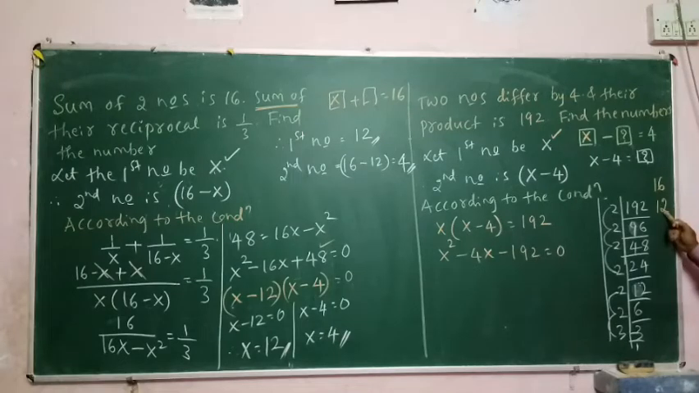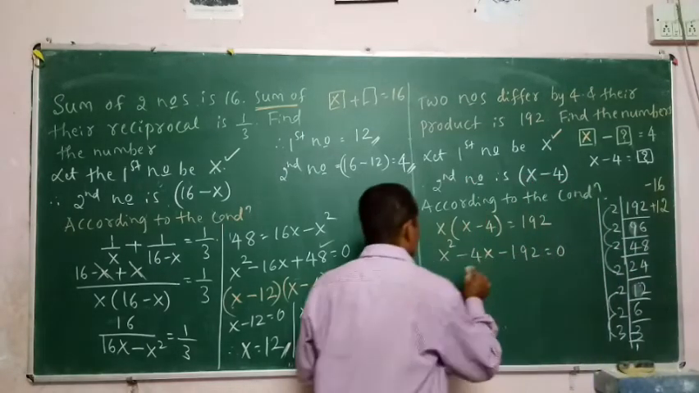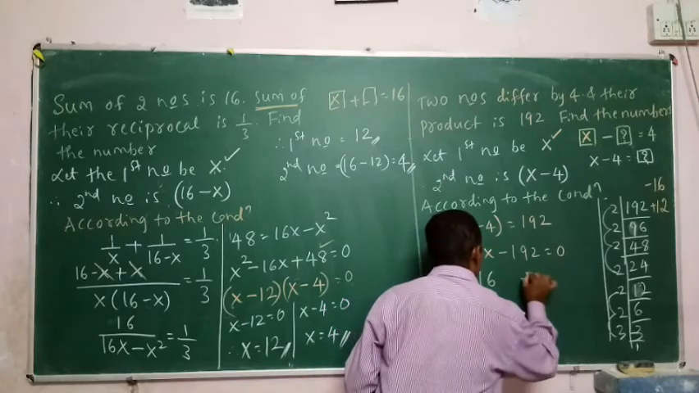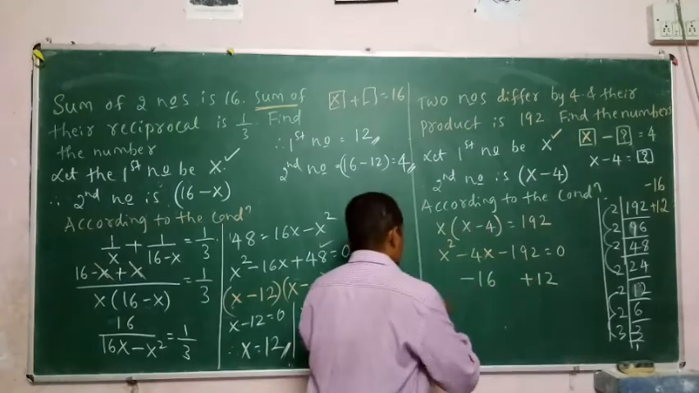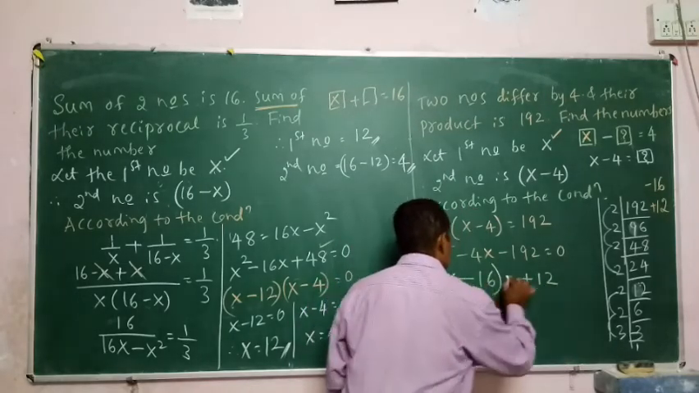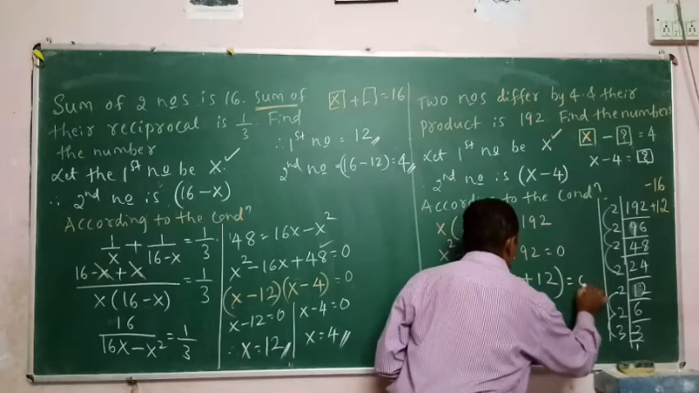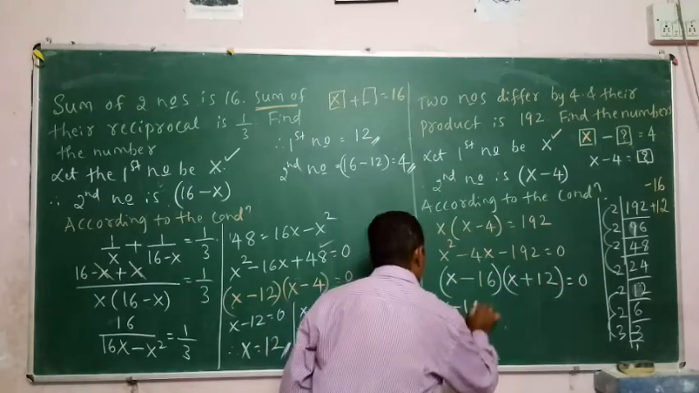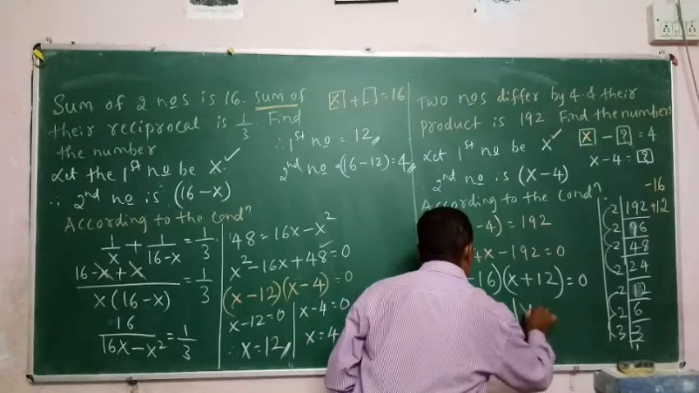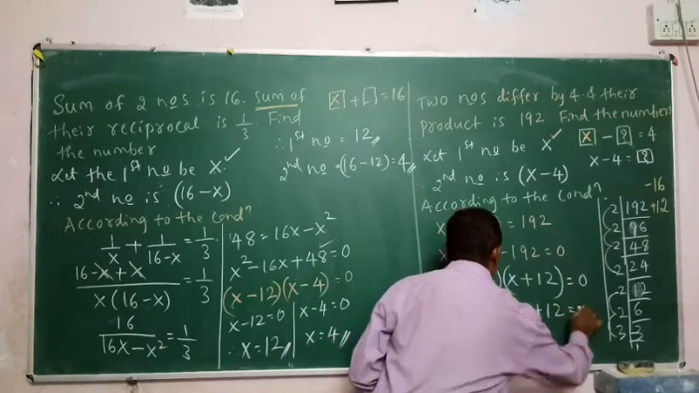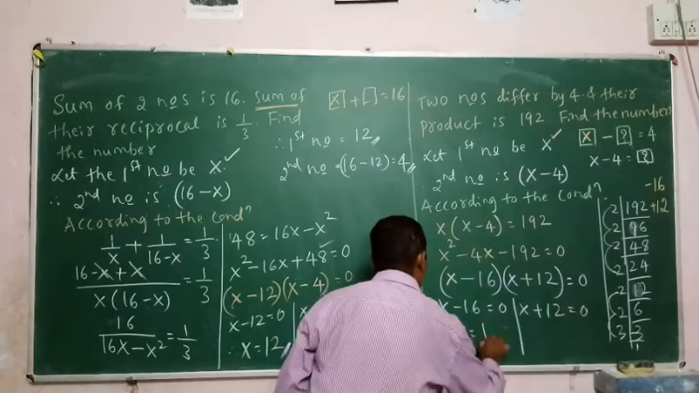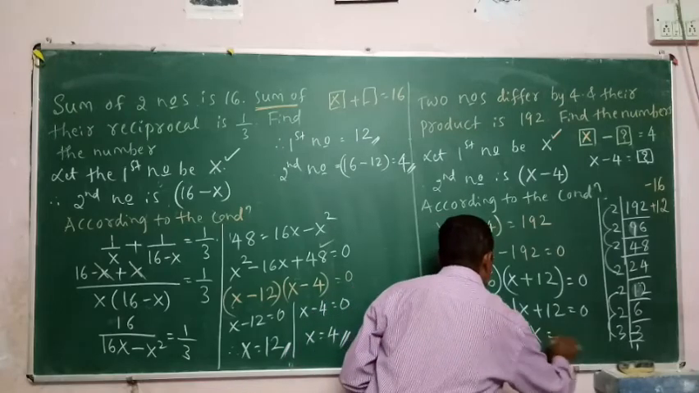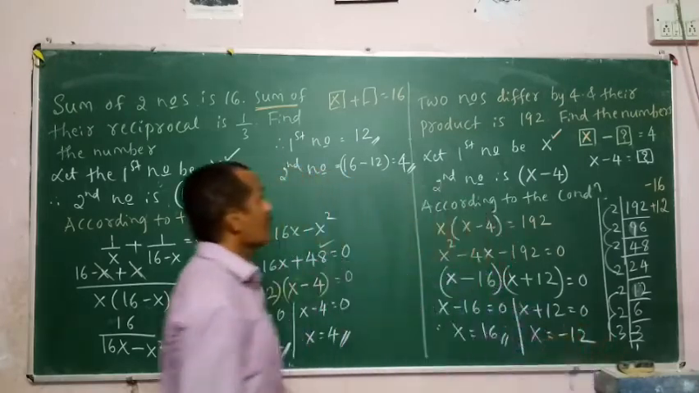But which 16 and which 12? One plus and one minus. The bigger number will get a minus sign. It is minus 16 and plus 12. I can write directly: minus 16 and plus 12 are the middle terms. Put an x behind it, put one x behind this, is equal to 0. x minus 16 is equal to 0, x plus 12 is equal to 0. Therefore, x is equal to plus 16 or x is equal to minus 12.